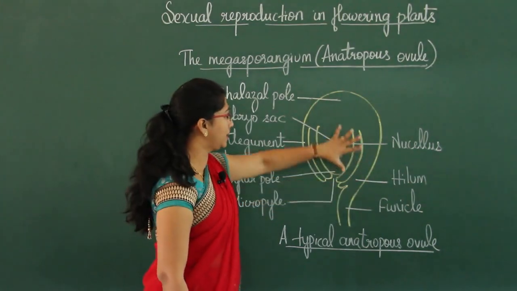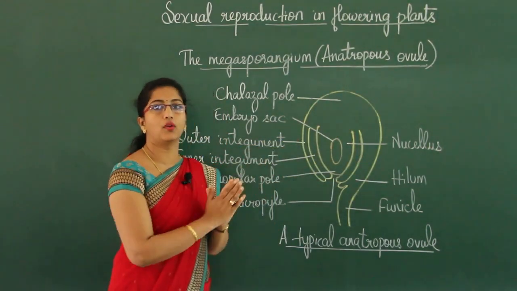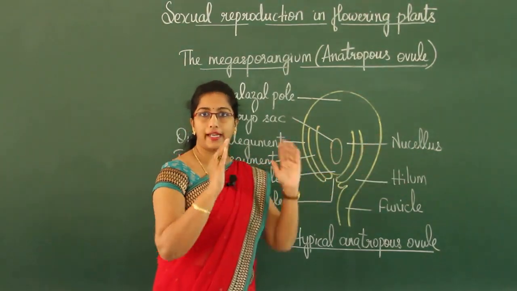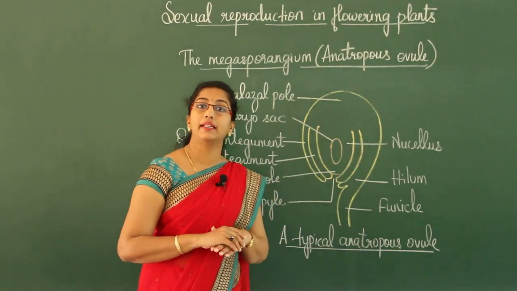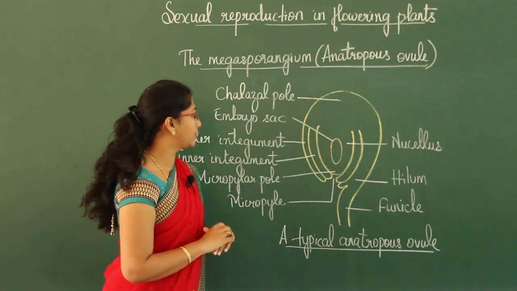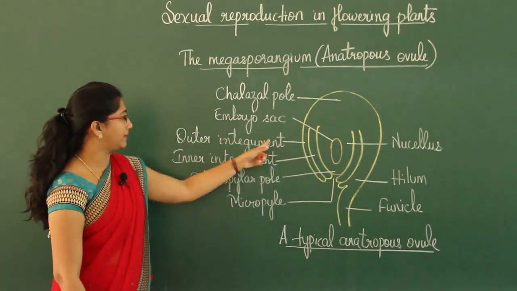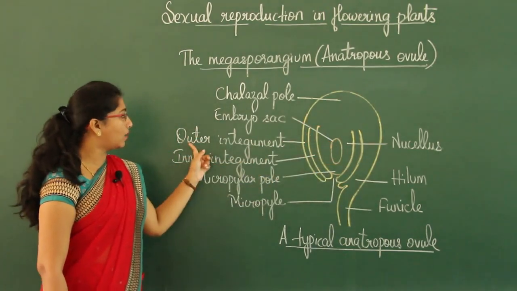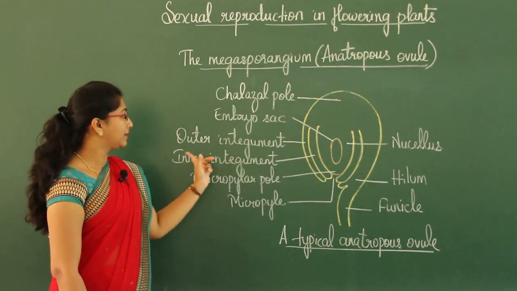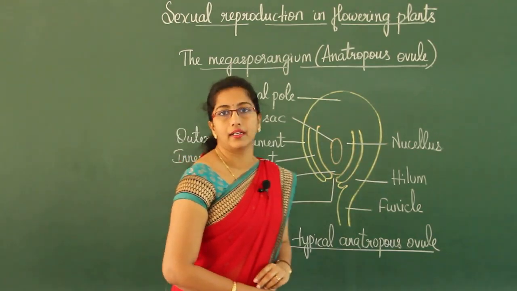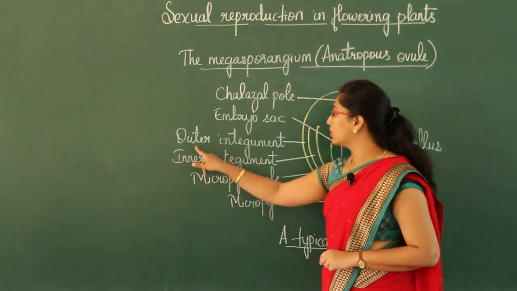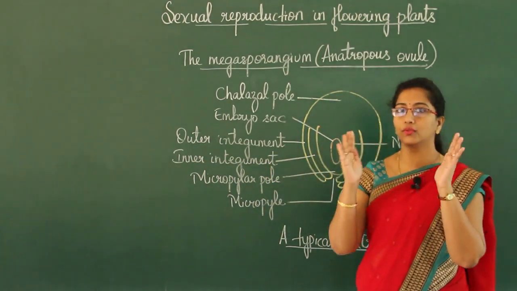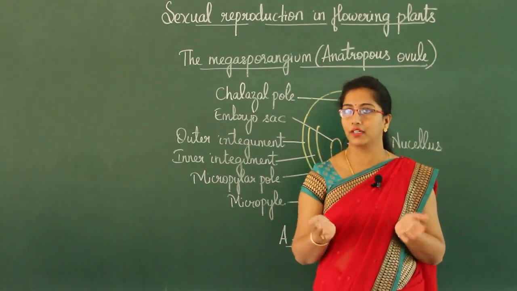Now coming to this part, the body of the ovule is covered by 2 layers, 2 protective layers which we call integuments. You can see I have labeled it here. The outer layer is called the outer integument and the inner layer is called the inner integument. So it is two layers covering the body of the ovule.